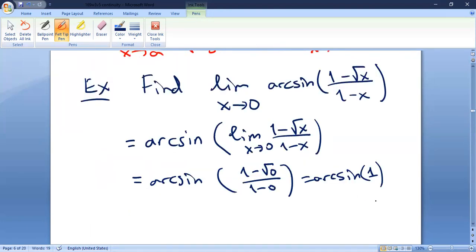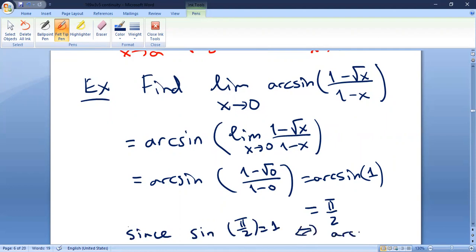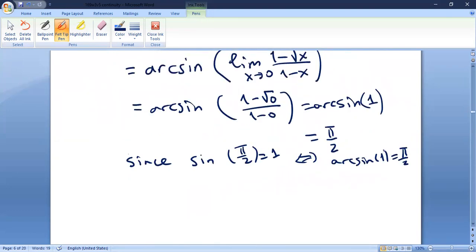Well, which angle gives you 1 when you take the sine? That's pi over 2, right? Since sine of pi over 2 is equal to 1, arc sine of 1 is pi over 2. Okay, as you see, we can just carry the limit inside that function. Otherwise, what are we going to do with that? There is nothing we can do.